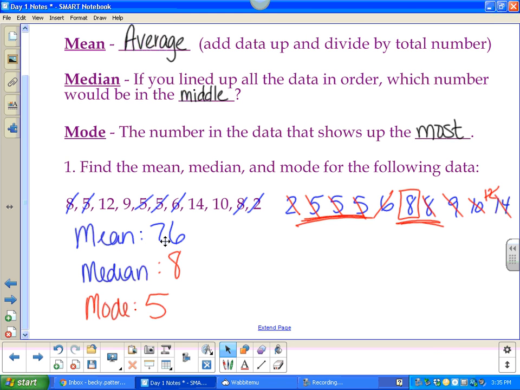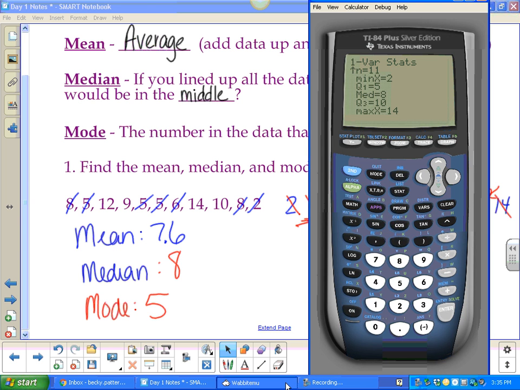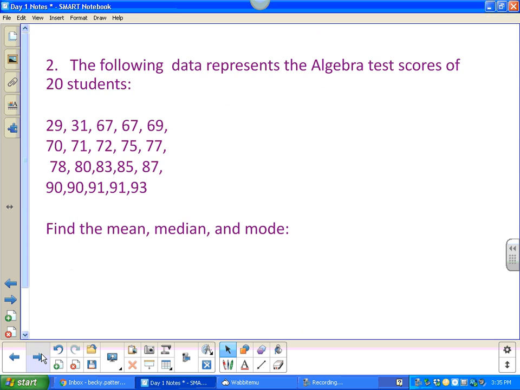So your mean is 7.6, which you can get from your calculator, and the median is 8, which you can get from your calculator. So the only thing that you really have to find by hand is the mode, which is very simple. It's just looking to see which number happens the most. So the following data represents the algebra test scores of 20 students. Find the mean, the median, and the mode.